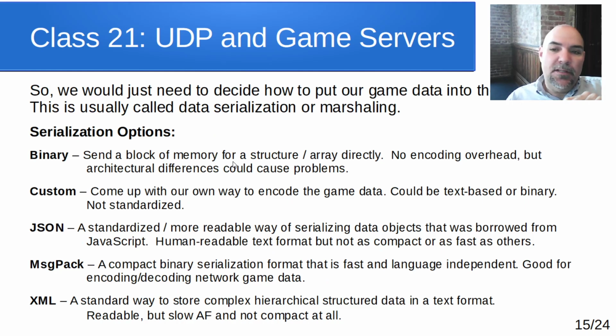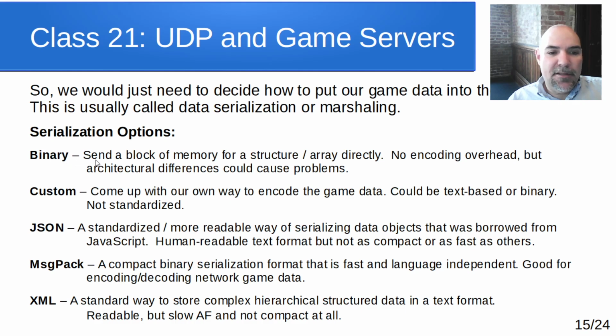It turns out that there are a number of options for how we encode the game data to send it across the network. That process of encoding binary game data, variable data, sending it across the network and then decoding it is called serialization or marshalling. What that involves is saying, hey, here's this data object or structure that's in memory. I need to send that to the other end, and then take it out of that packet and put it back into some data structure on the other end. And there are several options for serializing that data.